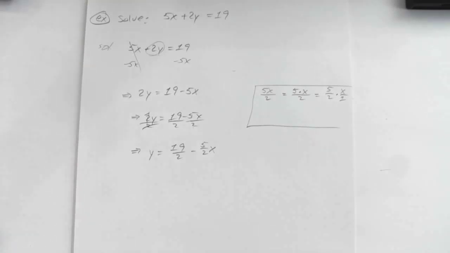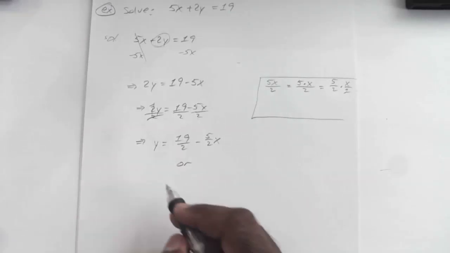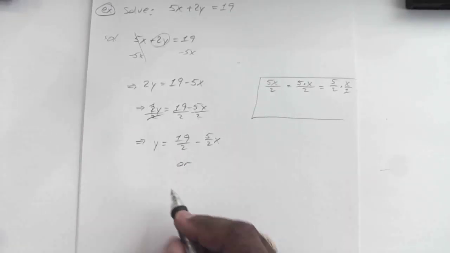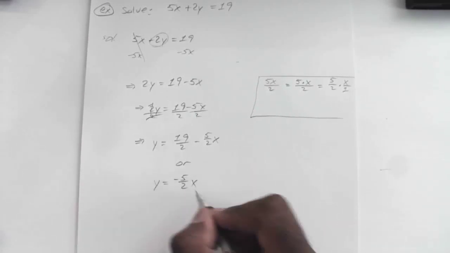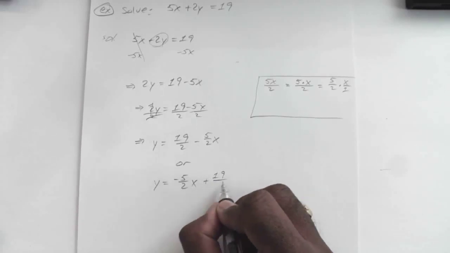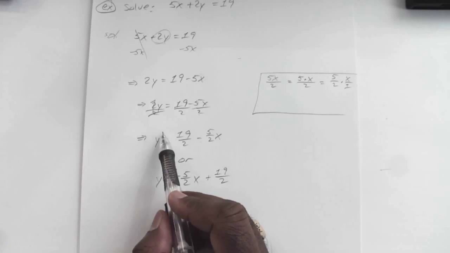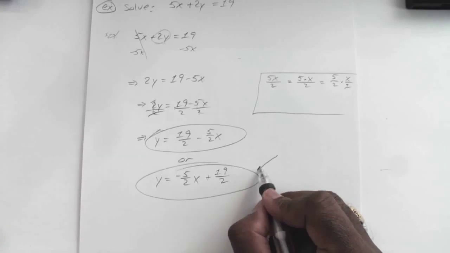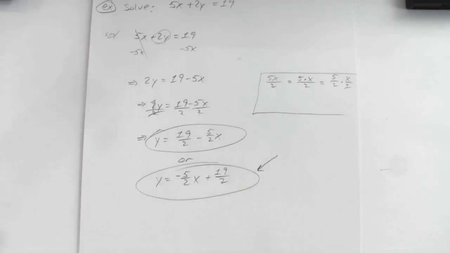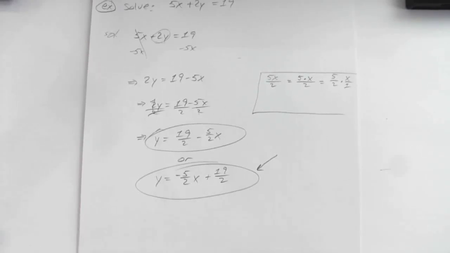Okay. Now you could also, if you wanted to, switch those two terms up, as long as that sign comes with it. So you can make y equals negative 5 over 2x plus 19 over 2. Okay, so either one of these would be correct, but when we start talking about graphing and slopes and formulas and all of those, this would be the method that we'd use. We want to have the x term first. So either one of these would be correct.